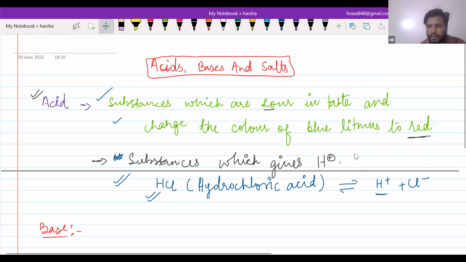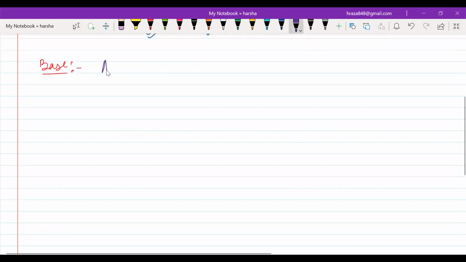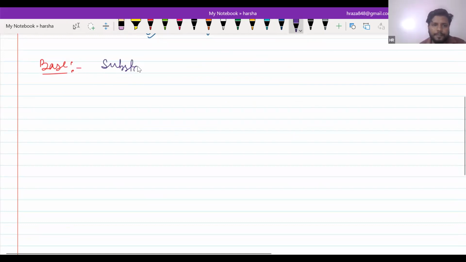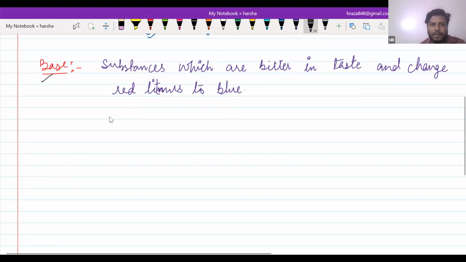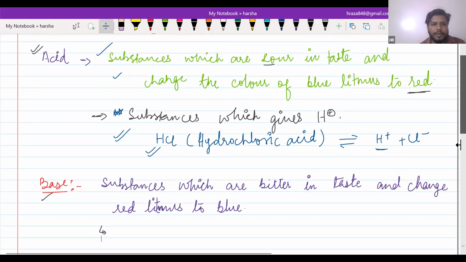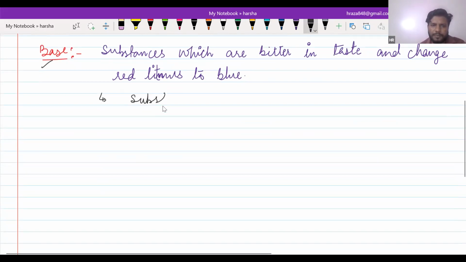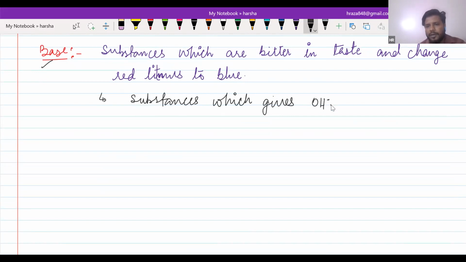Very good. So now I am going to define base. A substance or substances which are bitter in taste and change red litmus to blue. This type of substance is called base. Also, we can define it in the same way that we defined acid: substances which give OH minus are called base.